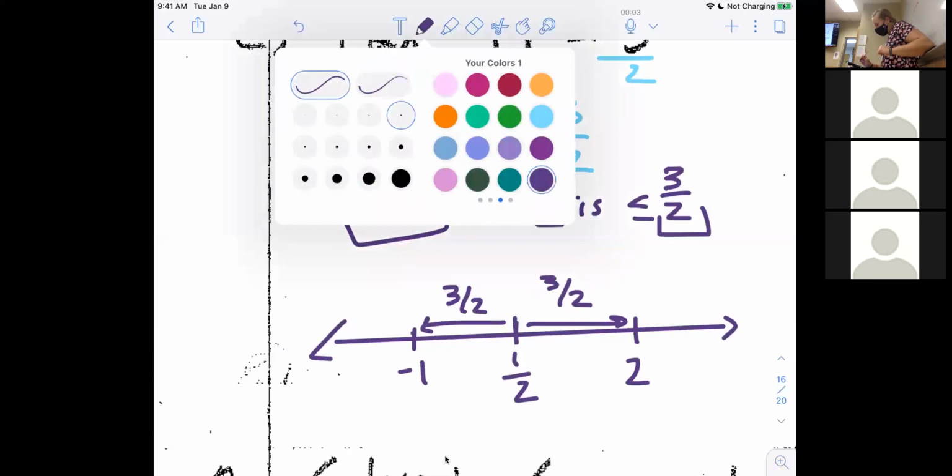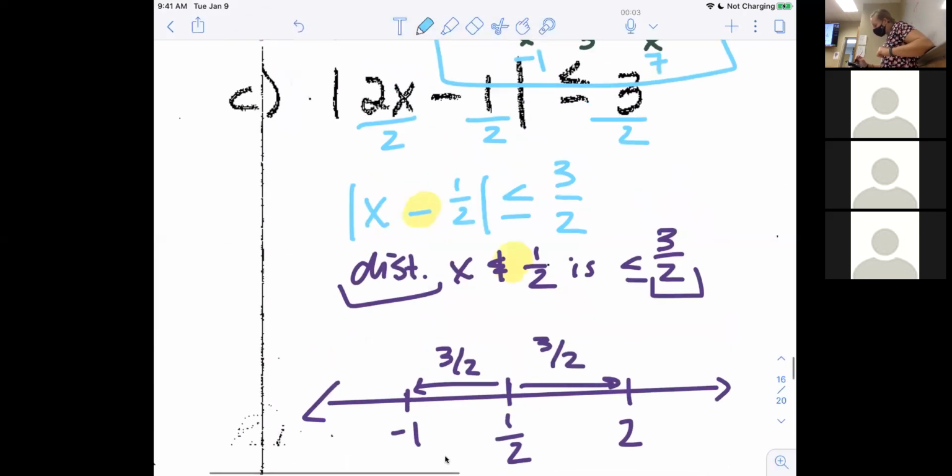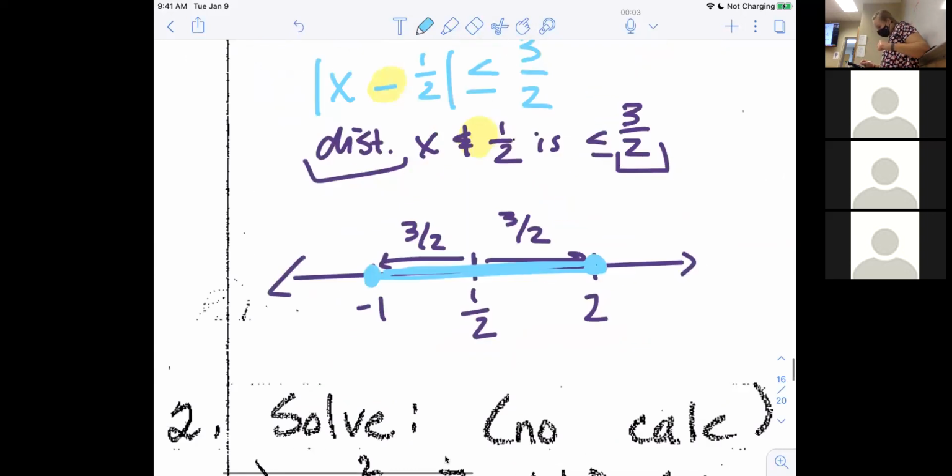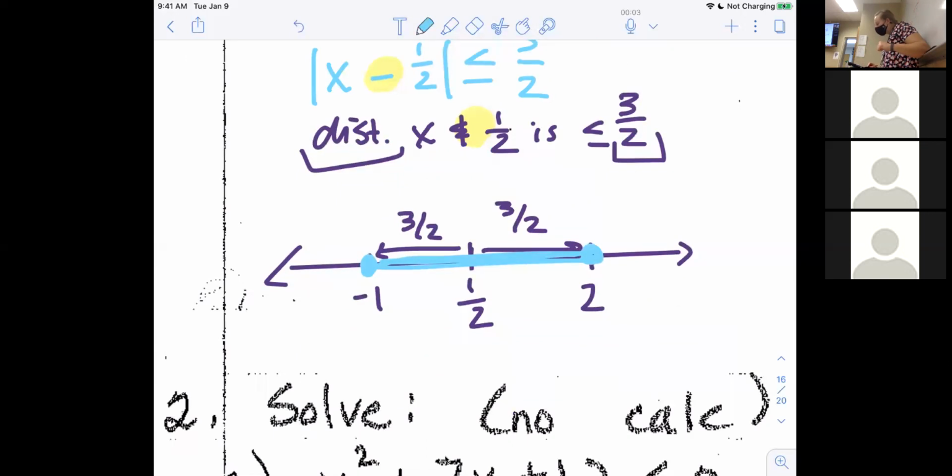All right, now we're going to graph it. It says less than or equal to. Am I shading inside or am I shading away? Inside. Shade inside. Open or close circles? Close. Shading inside. All right, now we need our interval notation. It's the smallest number in this interval. What's the biggest number in this interval? Parentheses or brackets? Brackets.